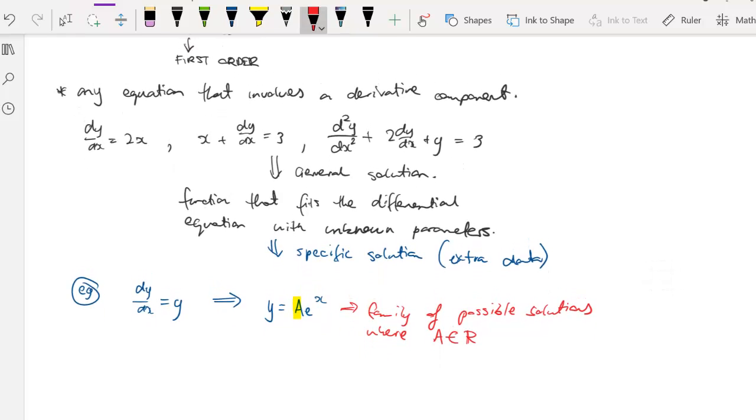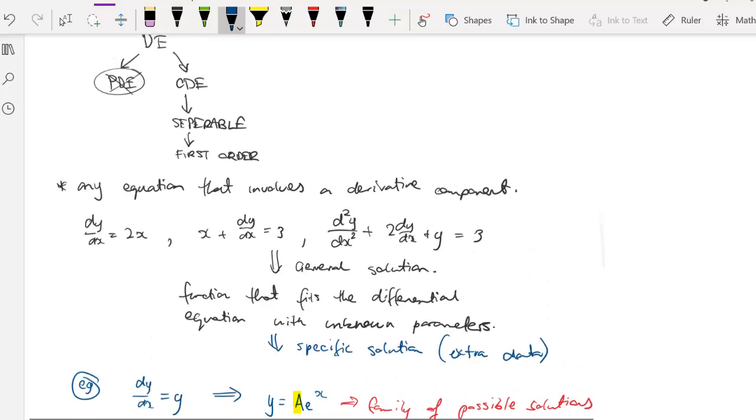So, for example, we could say that when x = 0, then y = 3, and we could use that to work out that a = 3, and therefore y = 3e^x, and what we end up with there is a specific solution based on that given data. So that may be true for a scenario that this original differential was intended to model. So that's what we're focused on today.